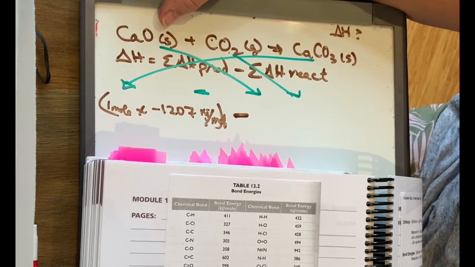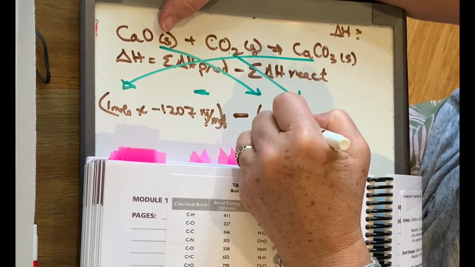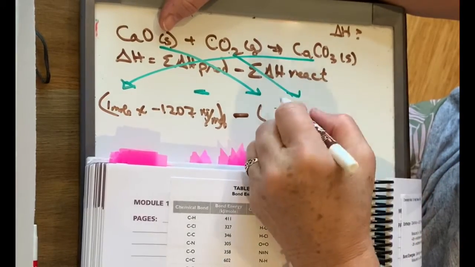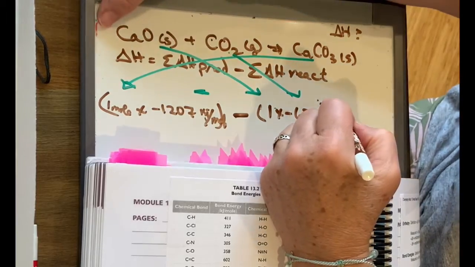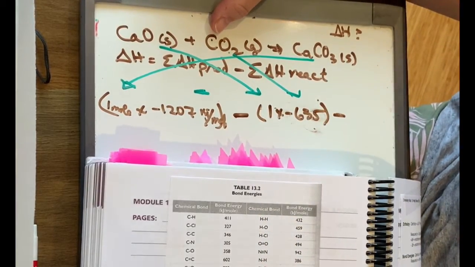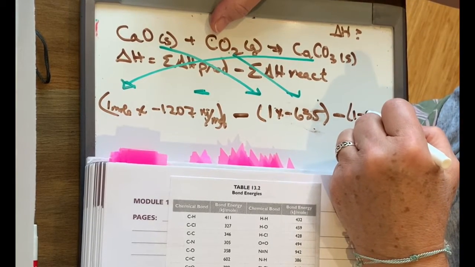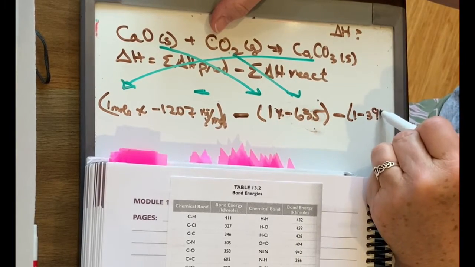All right, we're on our reactant side. We have CaO, which is a solid, so we have minus 635. I guess if we were trying to help us with our math, it'd be 1 times minus 635 because we have 1 mole there. And we're also subtracting the CO2, which is a gas, and we have 1 minus the CO2 at 394.